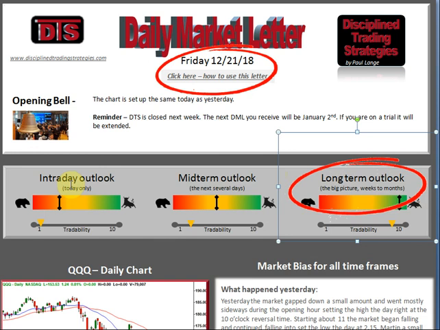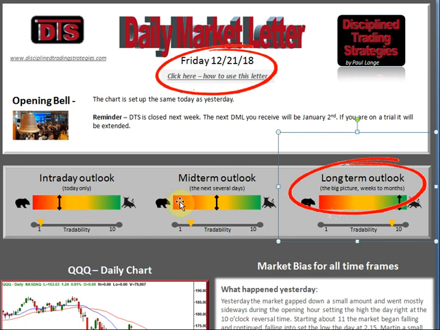We're talking about trying to avoid the crash of 2000, the crash of 2008. That's what we're talking about in the long-term outlook. If you're talking about, hey, we fell for several weeks, well, that's the midterm outlook. Several days, several weeks, whatever it is. It can extend. It depends just how long it goes on. And then, of course, the intraday outlook goes from day to day.